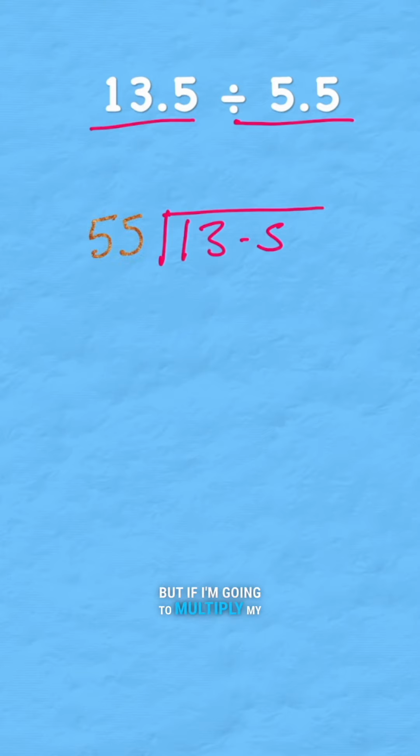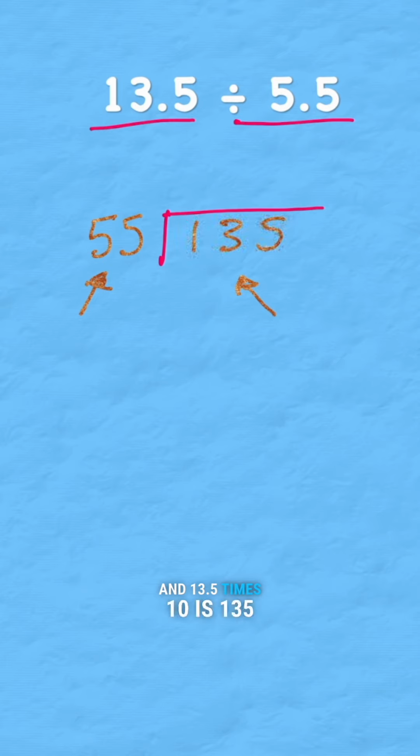But if I'm going to multiply my divisor by 10, I also need to multiply my dividend by 10 to make sure this question is equivalent to the original one. And 13.5 times 10 is 135. Now I'm ready to begin. How many 55s in 1?